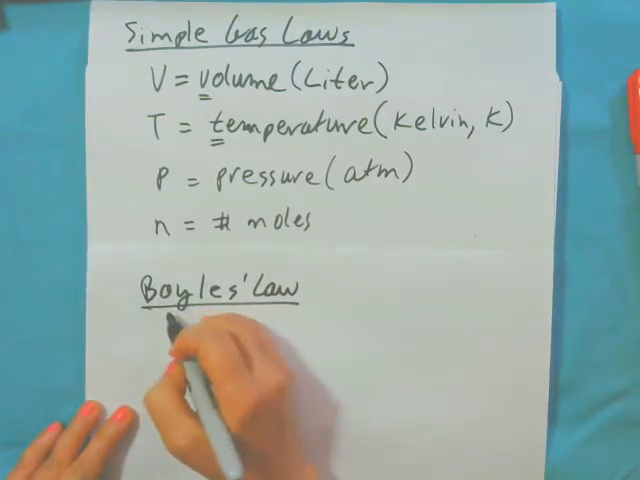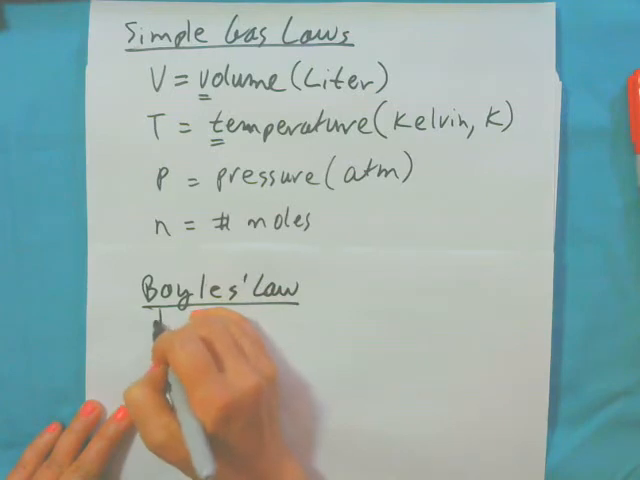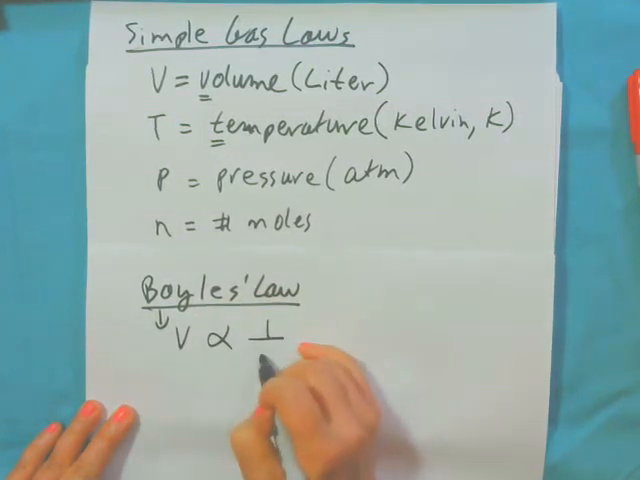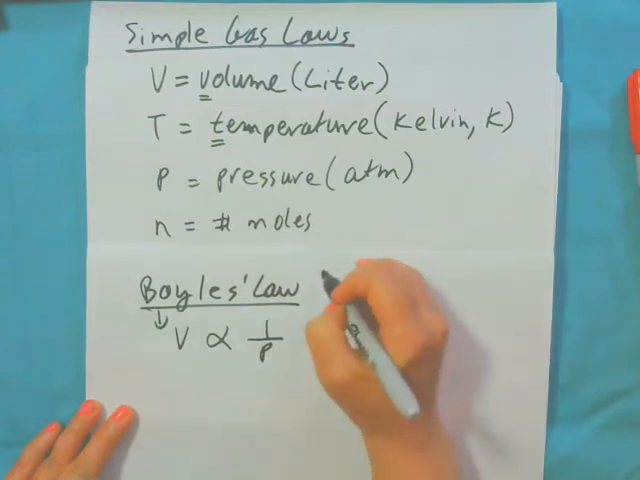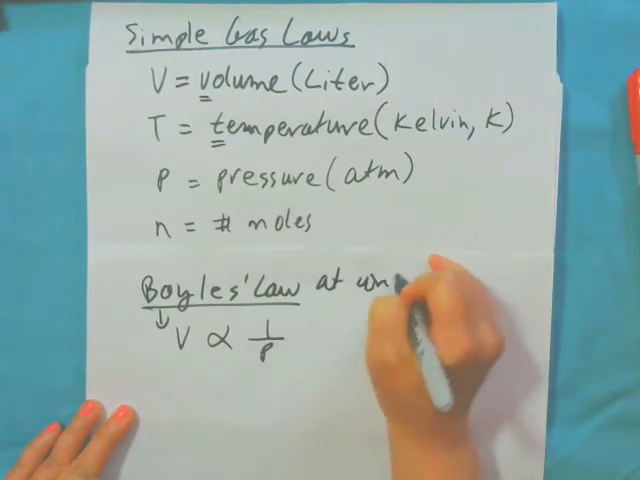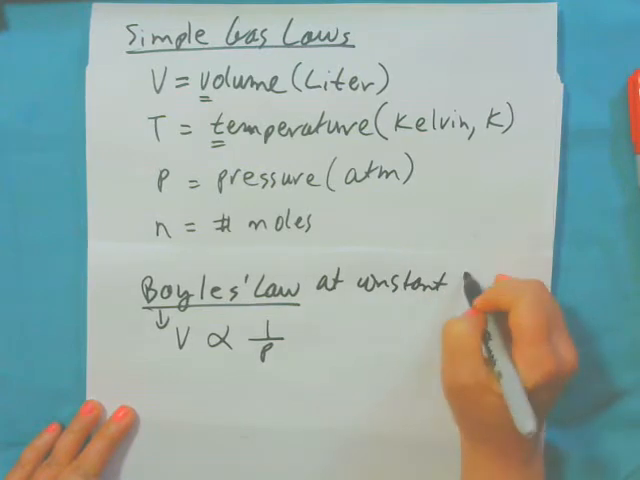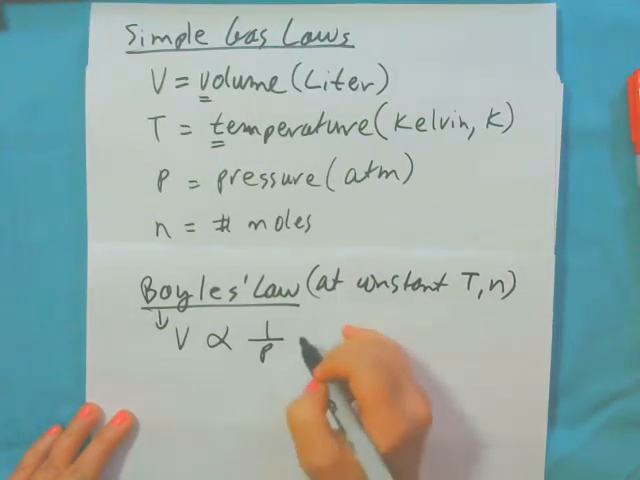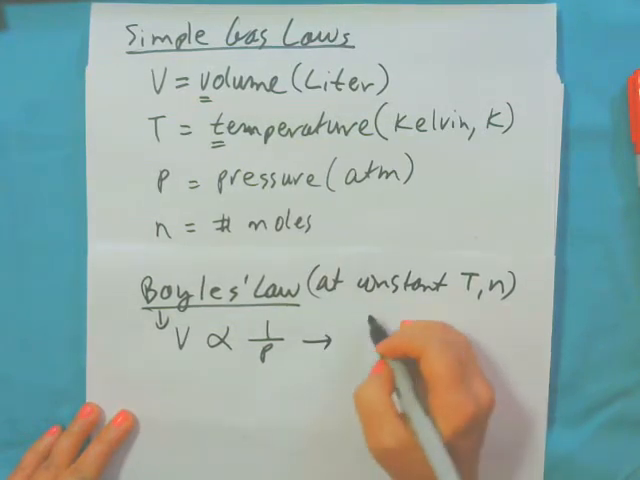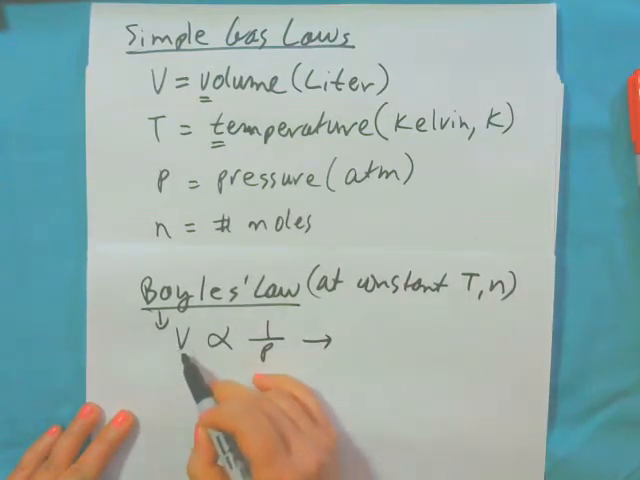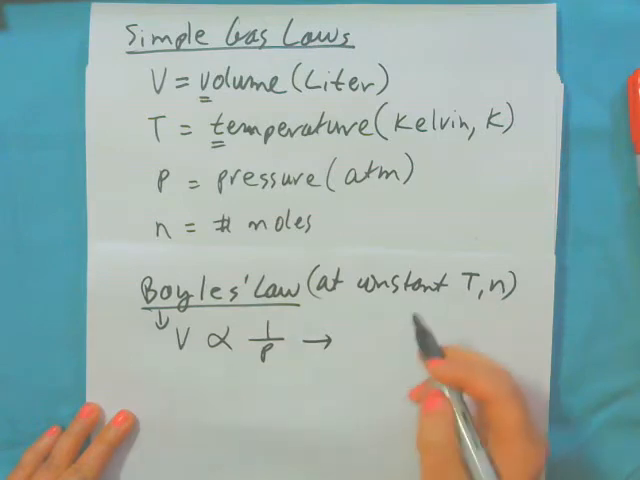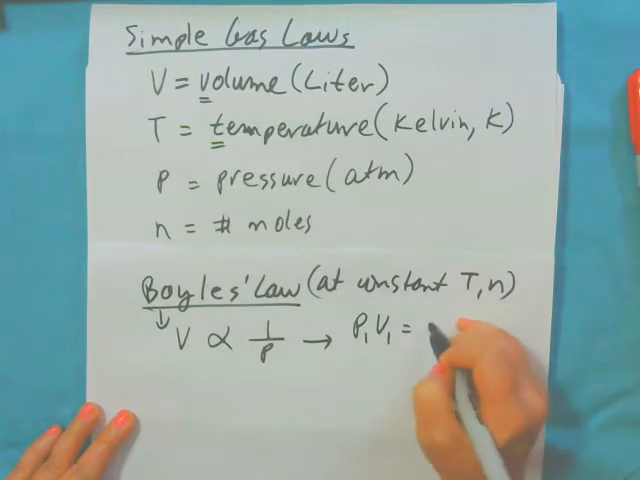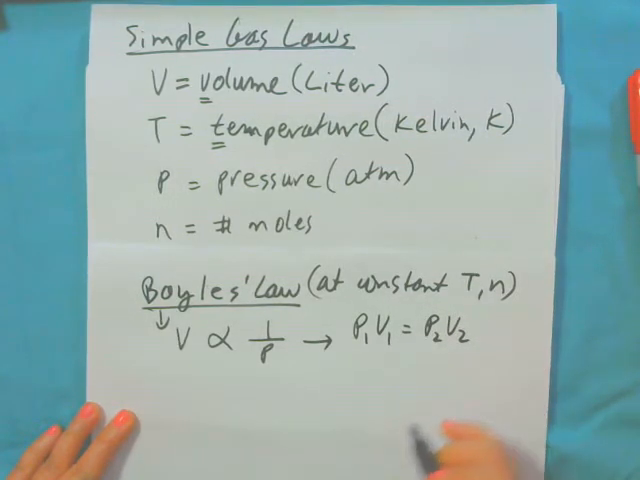So what we have in Boyle's law is that volume is directly proportional to the inverse of pressure, at constant temperature and number of moles. Another way that I can write this equation is, if I set two different pressures and two different volumes, I can come up with this equation: P1 times V1 is equal to P2 times V2.